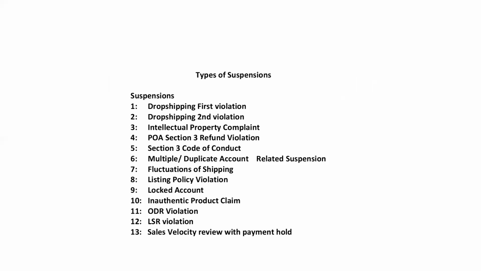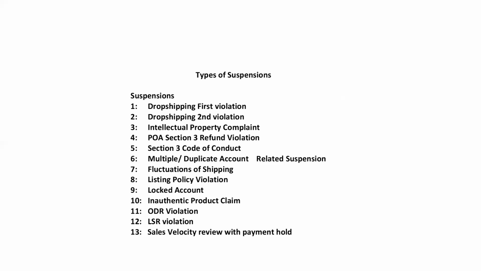So we will talk about the types of suspensions we will be dealing with. We are dealing with all kinds of suspensions, and we have successfully reinstated all of them. If you are doing dropshipping, the first violation is basically the most common suspension that happens with dropshippers, and they give you about 72 hours to submit the appeal. Otherwise, they will deactivate your account. It is the most common one that dropshippers face. Then we have dropshipping second violation.